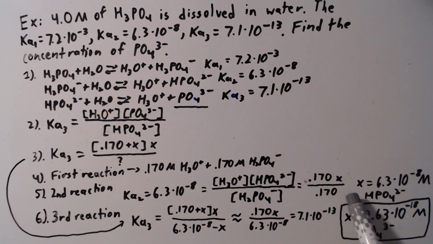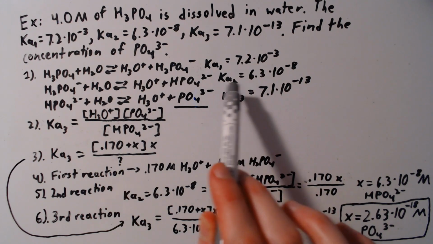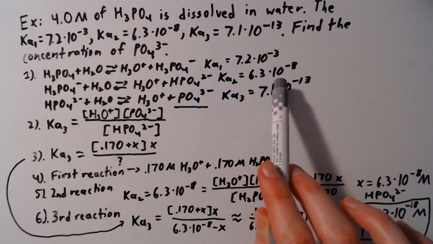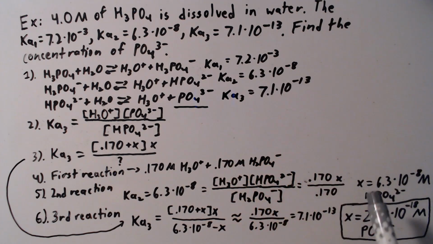And we do not put minus X right here, because frankly, so little of this H2PO4^- is actually dissociated, because this initial concentration of H2PO4^- right here is 0.170, which is more than 100 times greater than the Ka2 for this second equation, which is very small, 6.3 times 10 to the negative 8th. So the minus X here on the bottom doesn't matter.